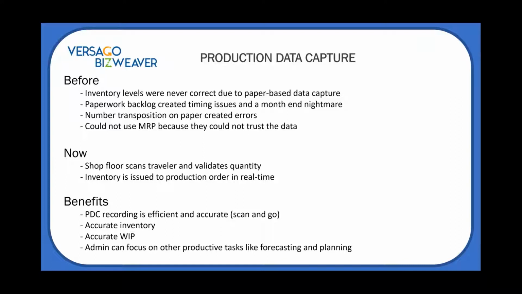So administration can now focus on other productive tasks like forecasting and planning, and they can trust the data. So now they can do things like MRP. They can also look at inventory levels on min-max and are capable of managing inventory in a lot better fashion. So that's this week's subject of Fix It Friday.